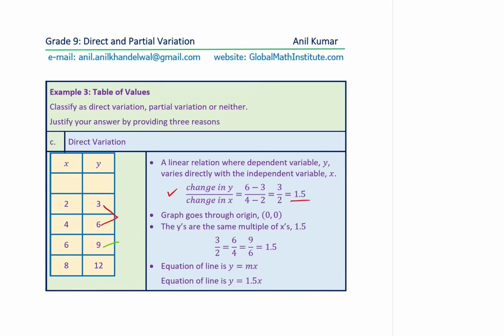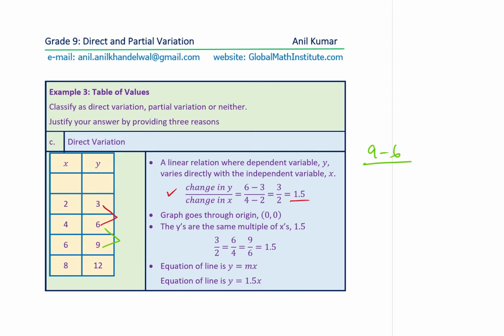And now let's find the rate of change between the second two consecutive terms. So in this case, 9 minus 6 divided by 6 minus 4, and that also gives us the same value. Let's write down: we have 9 minus 6 divided by 6 minus 4, and that is 3 over 2, which is 1.5. So that is also 1.5.